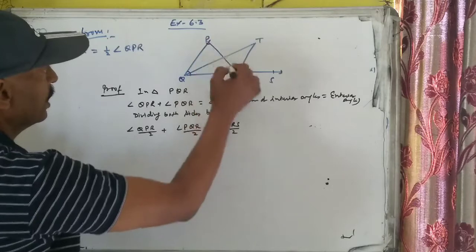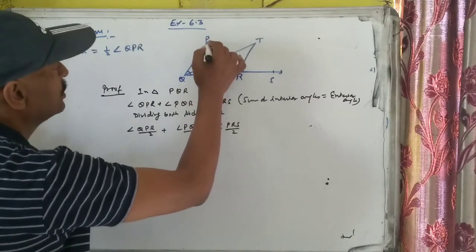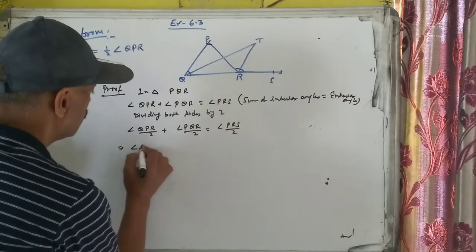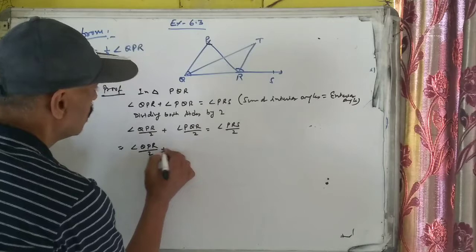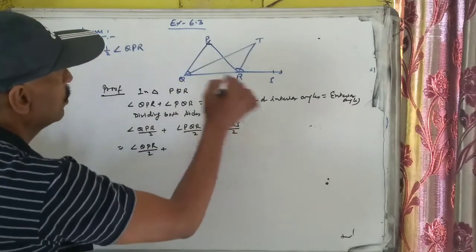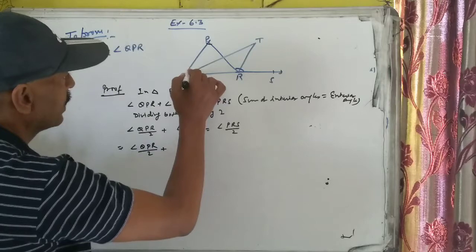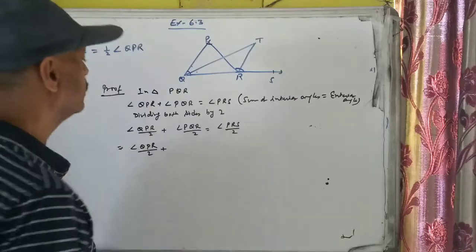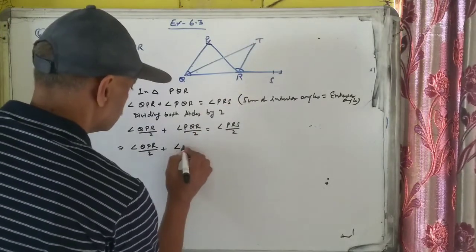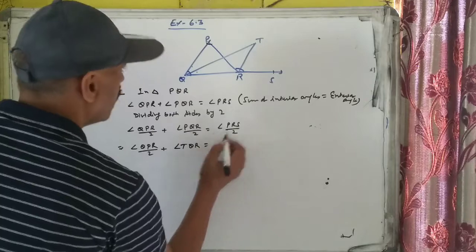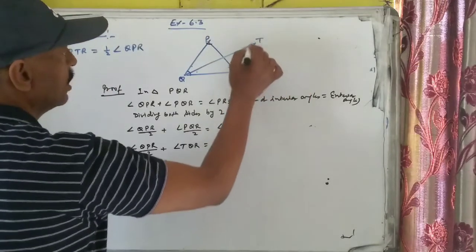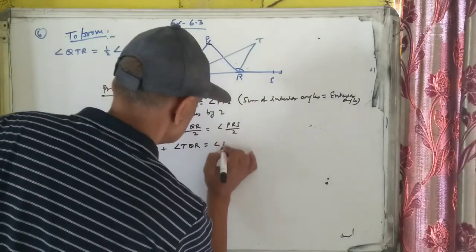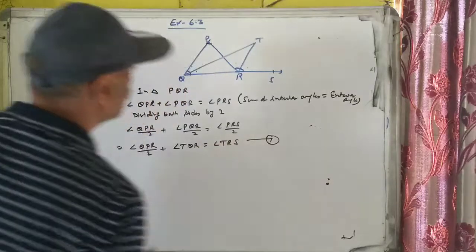QPR by 2. We can't make half of this angle because no bisector is given. So we will write this angle as usual. PQR by 2. If we make half of this, we will take angle TQR, and half of PRS, we can take this one or this one, but we will take the TRS. This is our equation number 1.